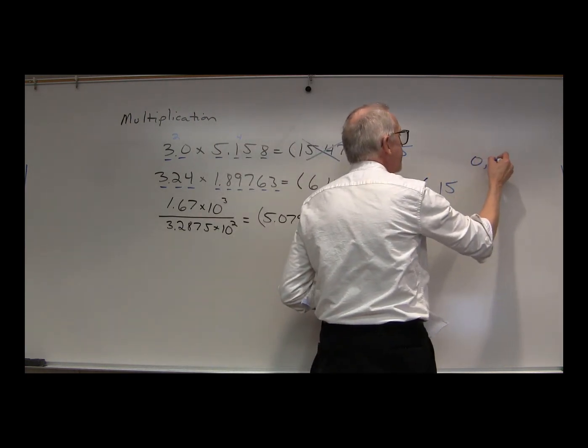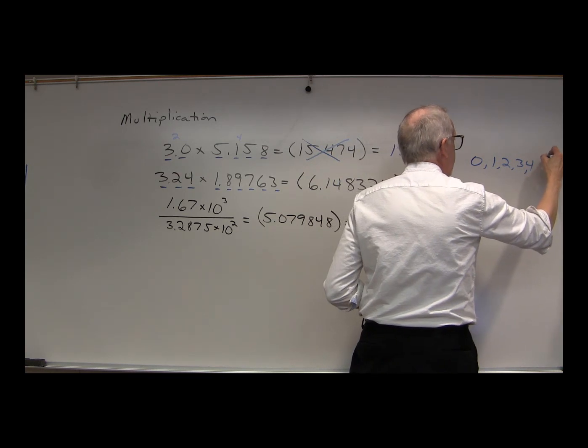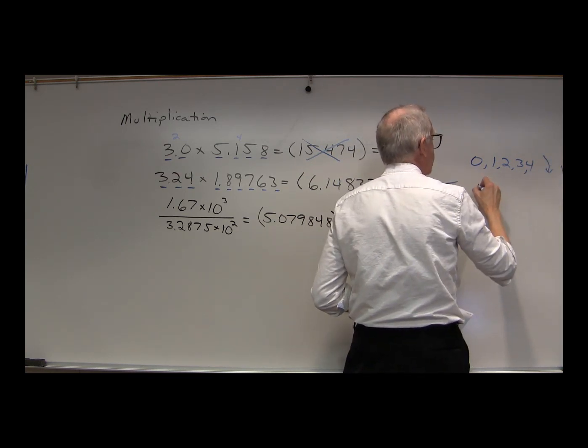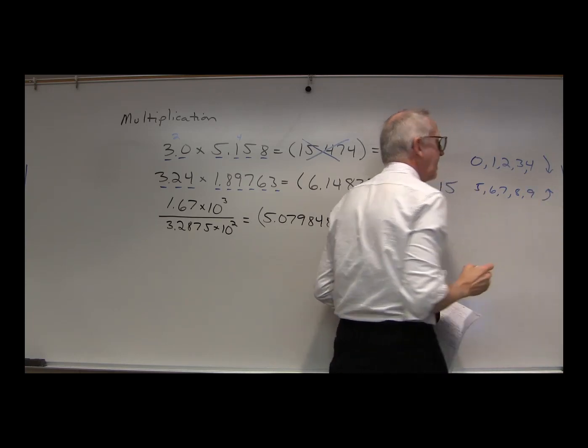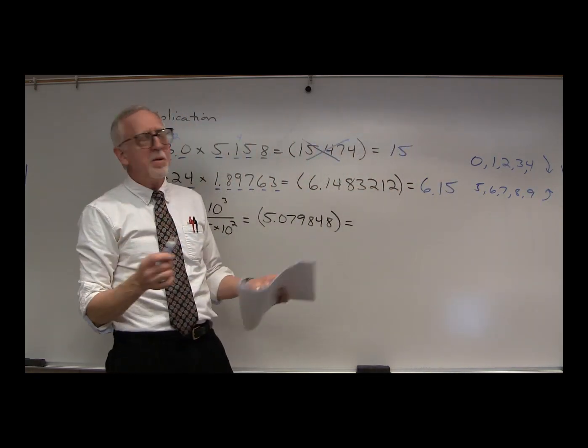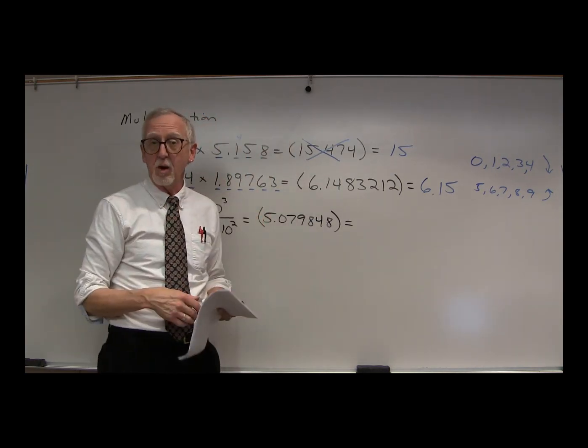Basically, when you have digits 0, 1, 2, 3, or 4, you will round these down. When you have digits 5, 6, 7, 8, 9, we're going to round those up. Some people say, well, if it's 5, that's right in the middle. Why would you round that one way or the other?